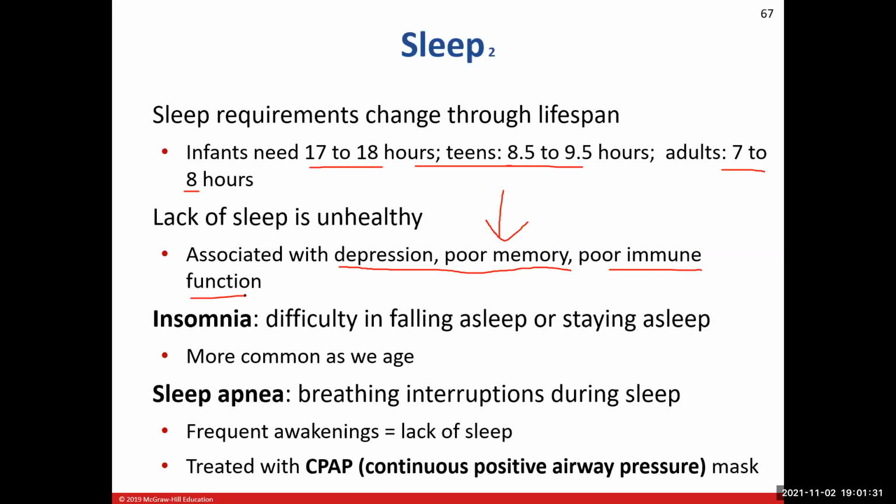All right. We have insomnia and sleep apnea as some of our issues with sleeping. Insomnia is when you're having a tough time falling or staying asleep. As we get older, this is definitely the case. And sleep apnea is when you're having issues with your breathing, so much so that it can cause you to wake up several times during the night. And in some cases, if it's pretty significant and severe, you can stop breathing for extended periods of time.